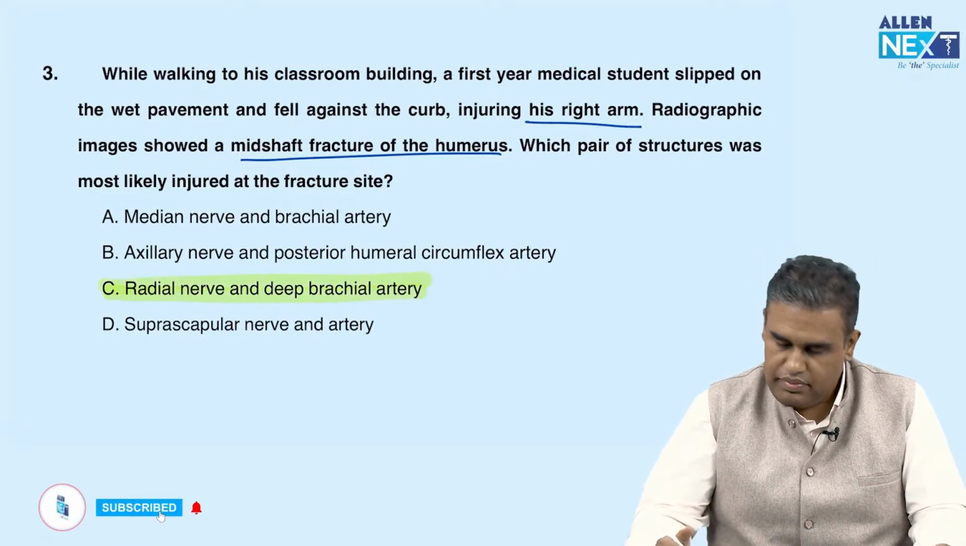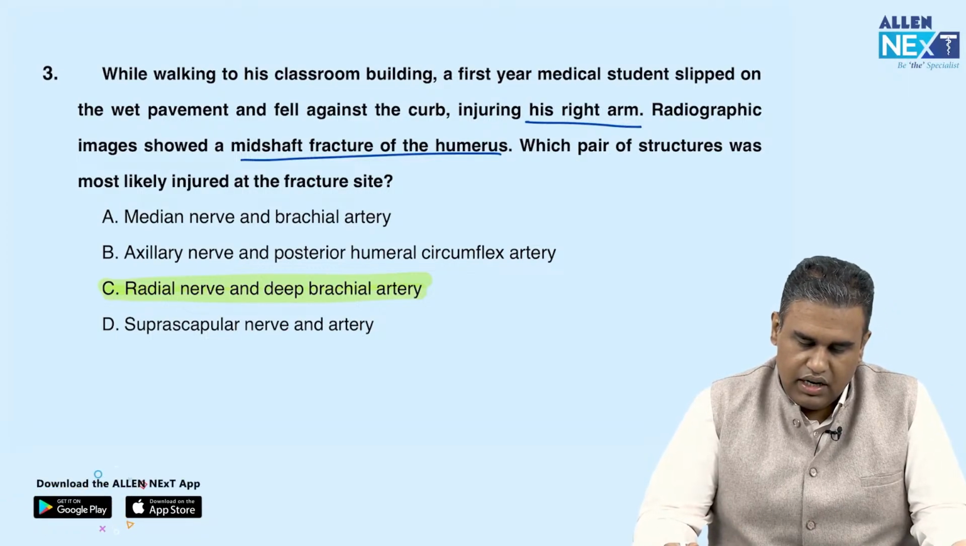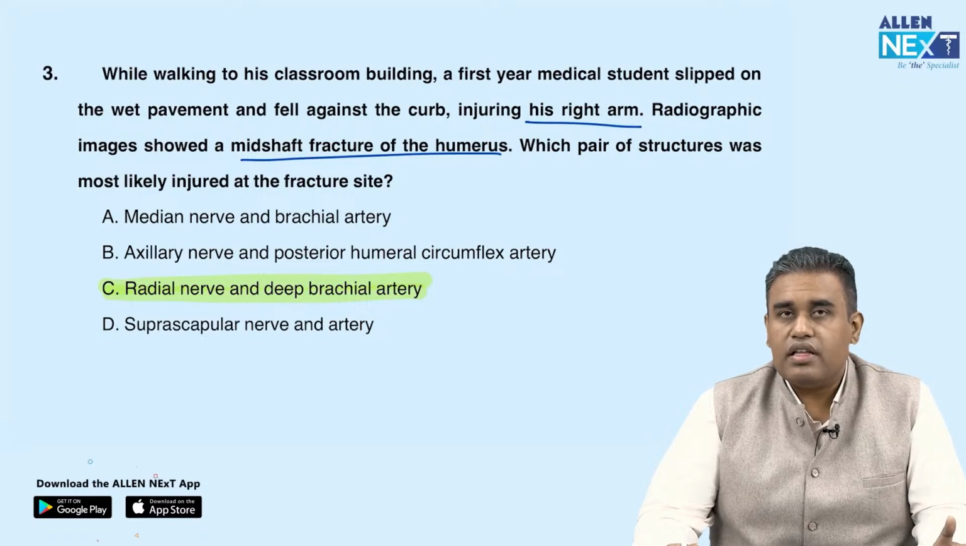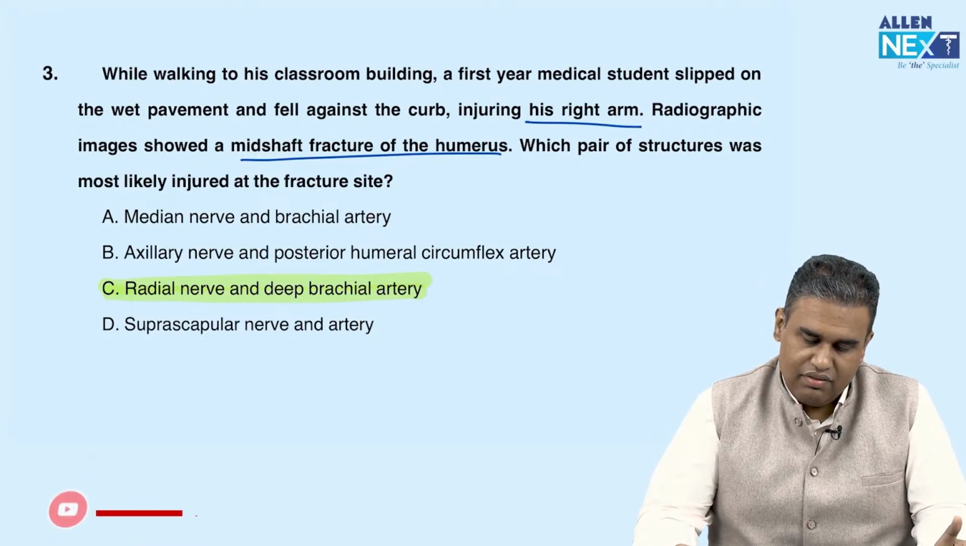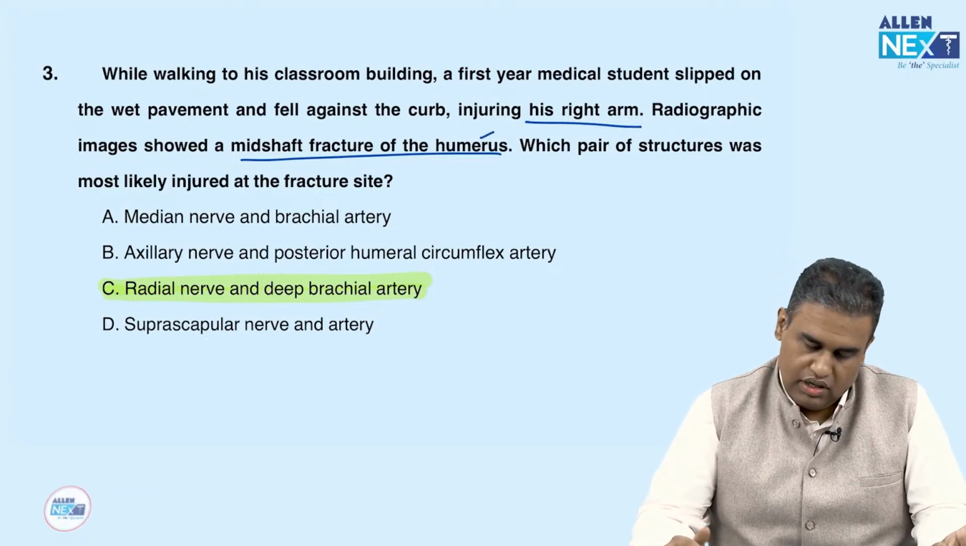Profunda brachii, also known as the deep brachial artery. Profunda means something lying deep. If you look at the other options, median nerve and brachial artery: no doubt they are located over there, but the median nerve and the brachial artery are not in contact with the bone over here.